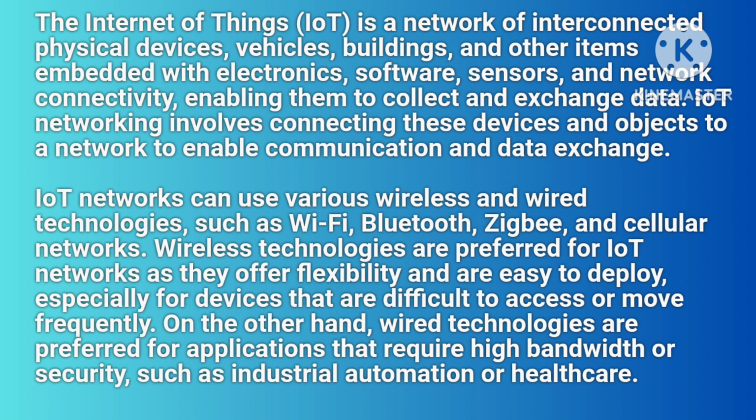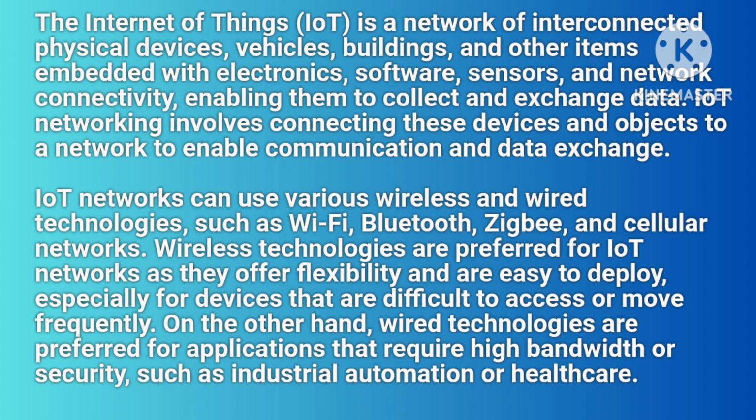The Internet of Things, IoT, is a network of interconnected physical devices, vehicles, buildings, and other items embedded with electronics, software, sensors, and network connectivity, enabling them to collect and exchange data. IoT networking involves connecting these devices and objects to a network to enable communication and data exchange. IoT networks can use various wireless and wired technologies, such as Wi-Fi, Bluetooth, Zigbee, and cellular networks.